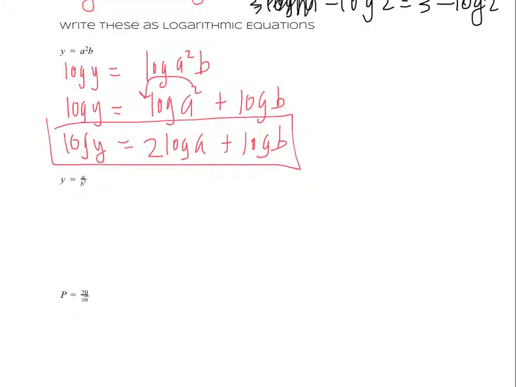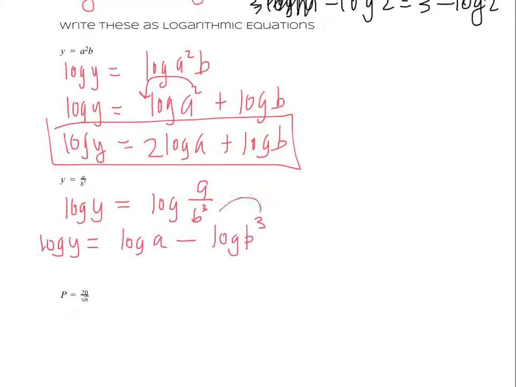Sorry for the handwriting. Do the same thing here, and we get log of y is equal to log of a over b cubed. That signals subtraction, so we get log of y is equal to log of a minus log of b cubed. And again, I use the exponent rule, and if I move this back up here, I end up with log of y is equal to log of a minus 3 log of b.